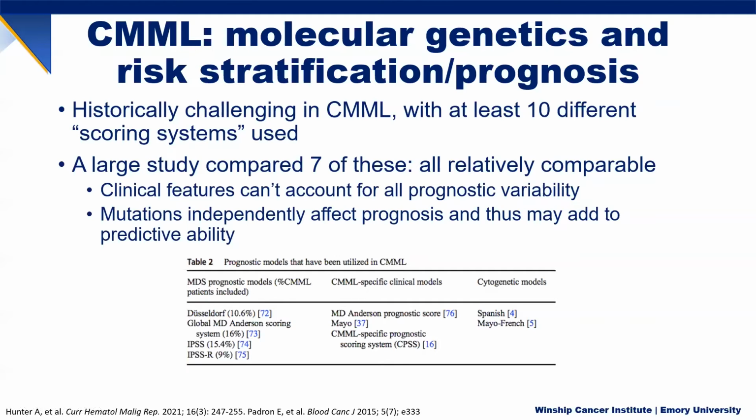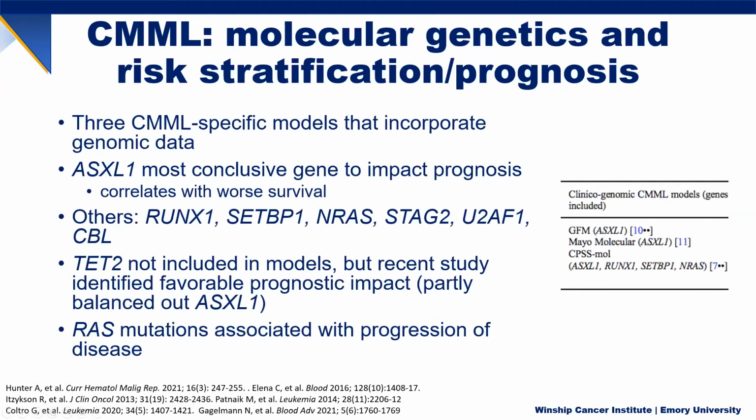A mentor of mine, Dr. Padron down at Moffitt, had published a study a few years back that looked at these seven listed here, and really found that although they all do help predict prognosis, none is necessarily all that good, and none was necessarily better than the other. He also showed in this paper and many others that, in addition to the usual things we use to look at prognosis, these mutations very much do impact prognosis as well.